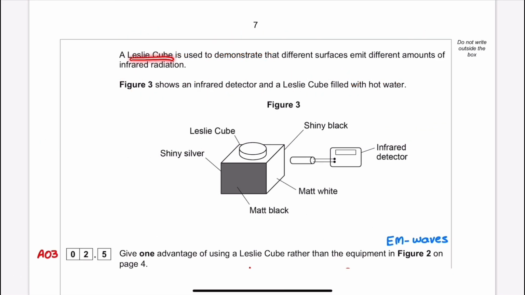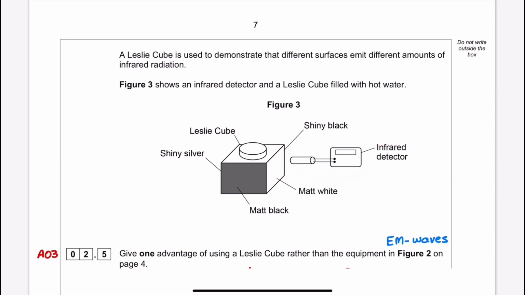A Leslie cube is used to demonstrate that different surfaces emit different amounts of infrared radiations. Figure number 3 shows an infrared detector and a Leslie cube filled with hot water. We know that the infrared detector is going to find the radiations emitted by the surface. We can see different surfaces of the Leslie cube: matte white, matte black surface, shiny silver surface, and shiny black surface. The infrared detector will help us to find the value of the radiations emitted by each surface.